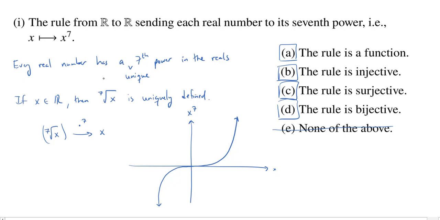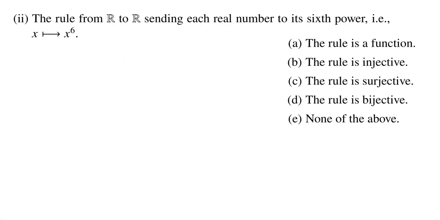Okay, let's try number 2. So on number 2, it looks almost identical, only we're now raising the real number x to the 6th power. Of course, we can still do that, stay inside the real numbers, so there's no question about whether or not this will be a function. So that's okay. Of course, that immediately is going to rule out e.